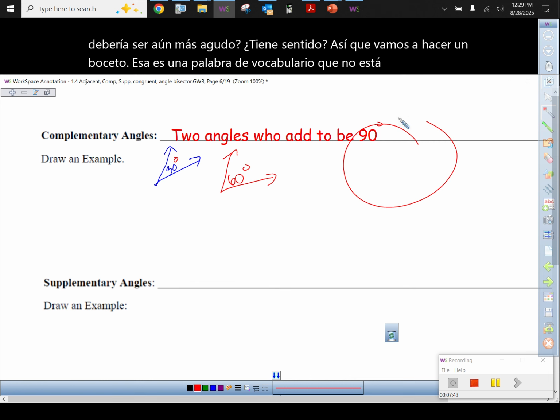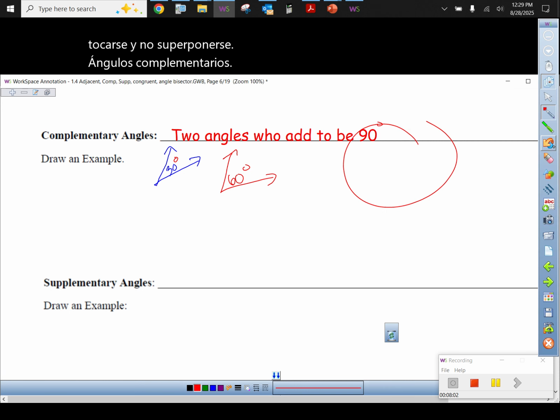So now, your job, next to it, could you draw adjacent complementary angles? Give it a shot. See what you think. They have to be adjacent complementary. They've got to touch each other and not overlap. Can you draw adjacent complementary angles? It's not easy. If you mess up, who cares? We'll fix it. But I'll start like this. I'll draw this little dude right here. You could have something completely different.